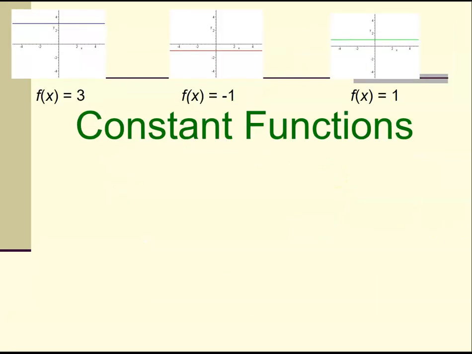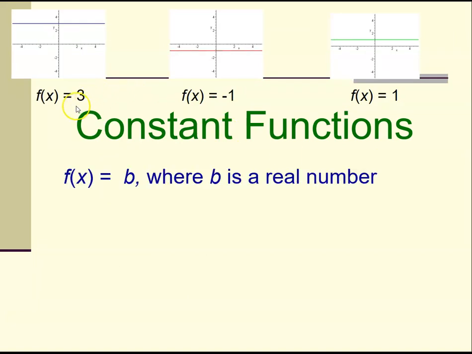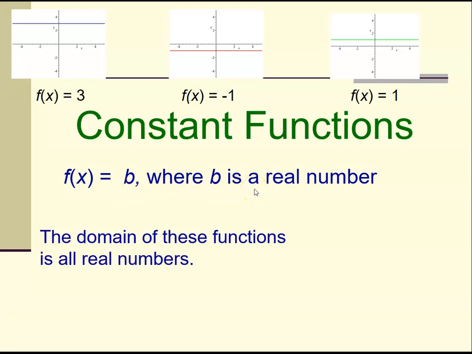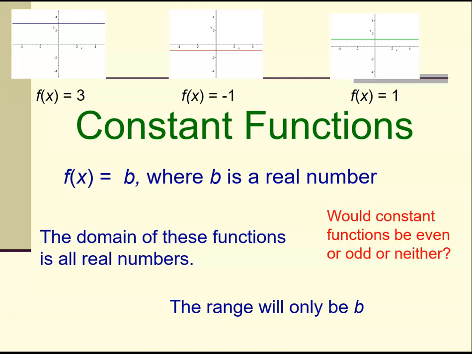Okay, so next, constant, where the slope is 0. So therefore we will have f(x) = 3, f(x) = -1, and f(x) = 1, where b is all real numbers. So these are the constant functions. Would a constant function be even, odd, or neither? The answer is an even function, because whatever you do, it will return back to its original, right? Because there is no variable there.